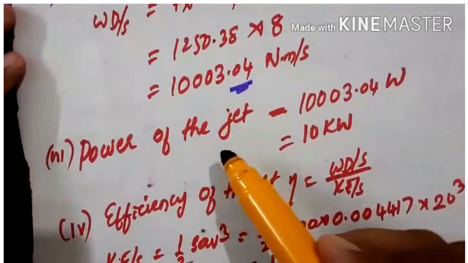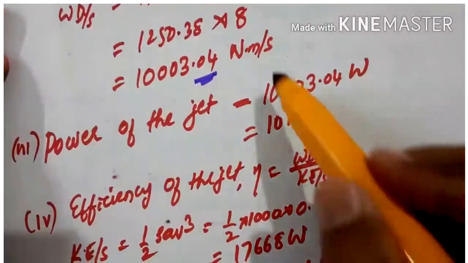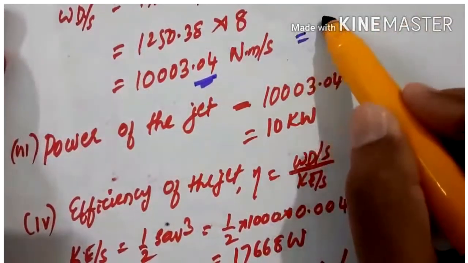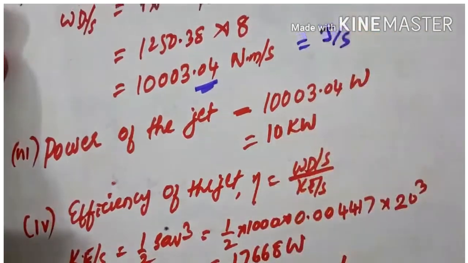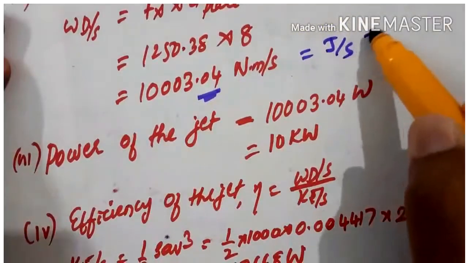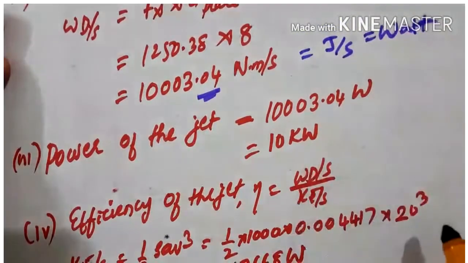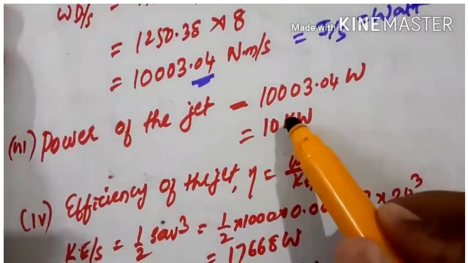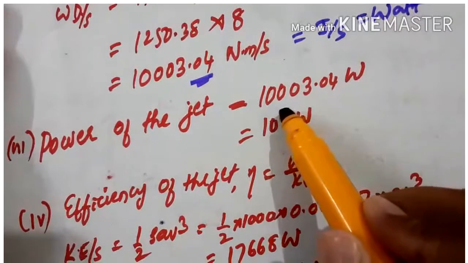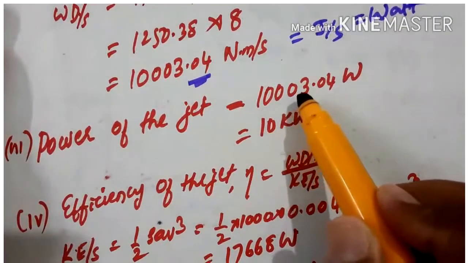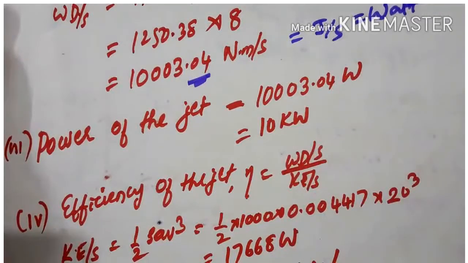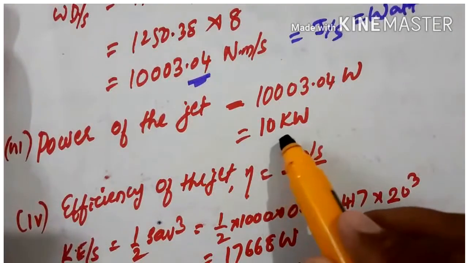Then the power of the jet will be, because Newton meter per second is what? Newton meter will be the joule, joule per second gives you what? Watt. Then the power will be written in terms of watt, that is 10003.04 watt, that is we get 10 kilowatt. This is the power we get.